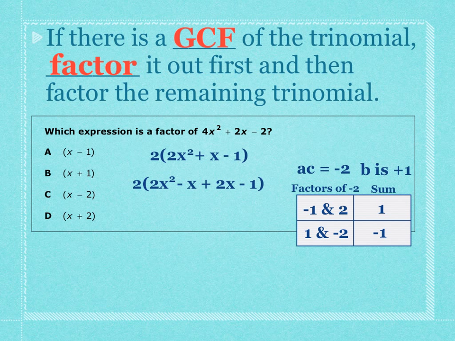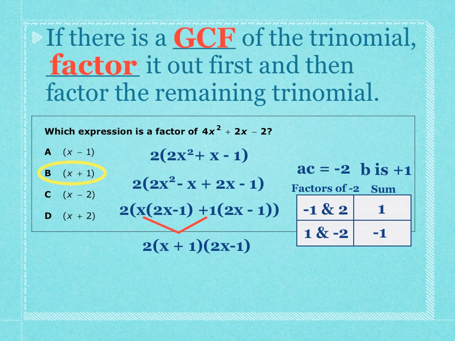So when I do that, I'm going to break up my b, or my x, as negative x plus 2x. So I have 2 times 2x squared minus x plus 2x minus 1. When I break these up to factor, I can bring out an x of the first two terms, 2x minus 1, which leaves me with 2x minus 1 on the inside, and then plus 1 times 2x minus 1. Combine your x plus 1, and you get 2 times x plus 1 times 2x minus 1. If you look at your answer choices, the only factor that is a choice is x plus 1, B.